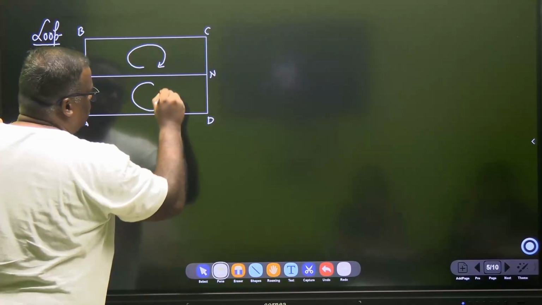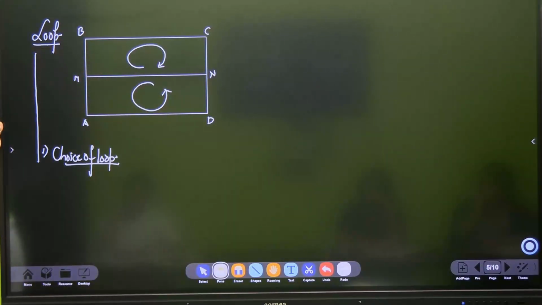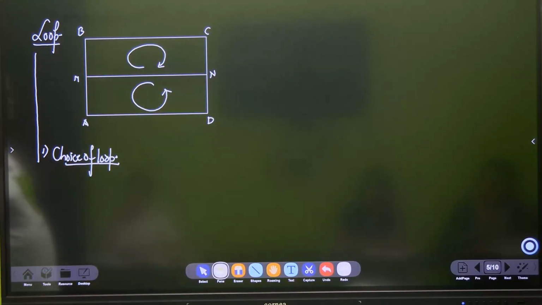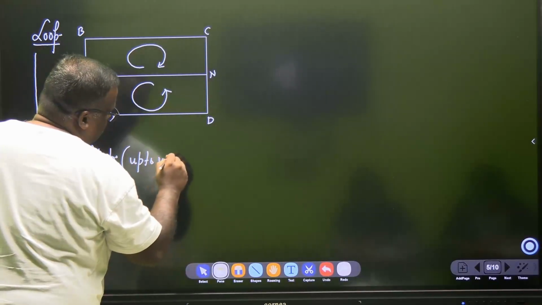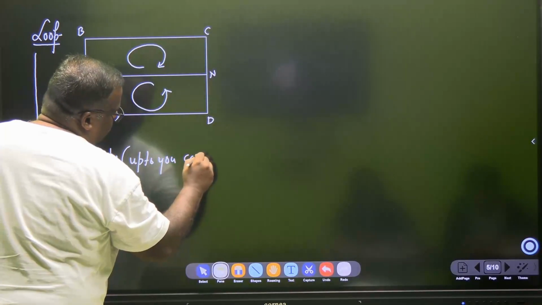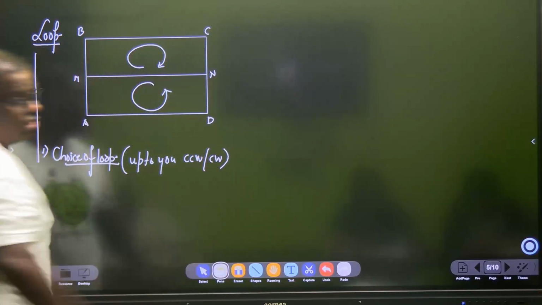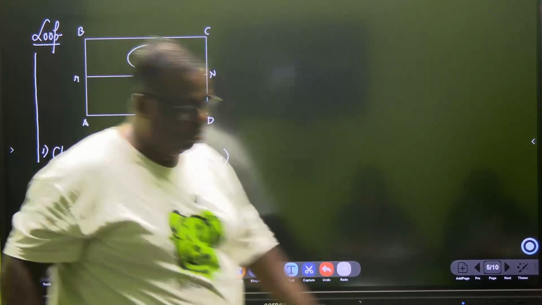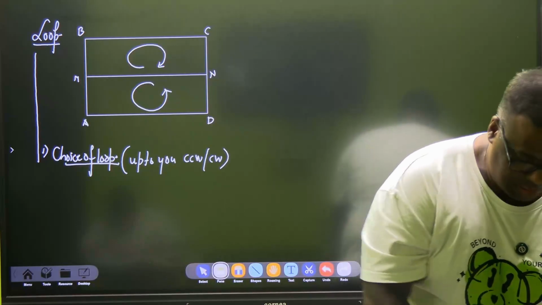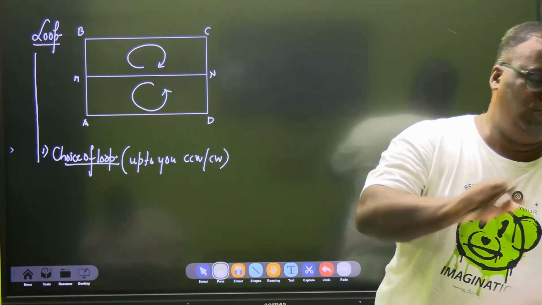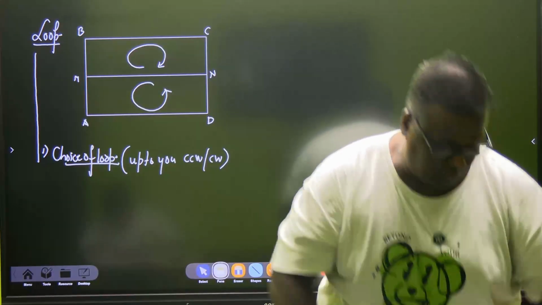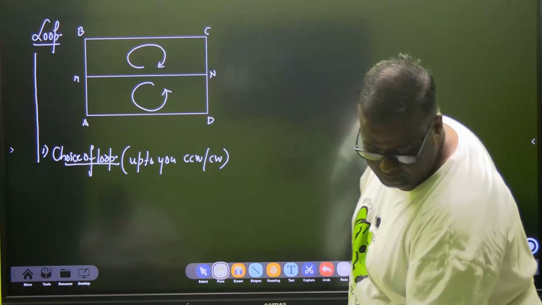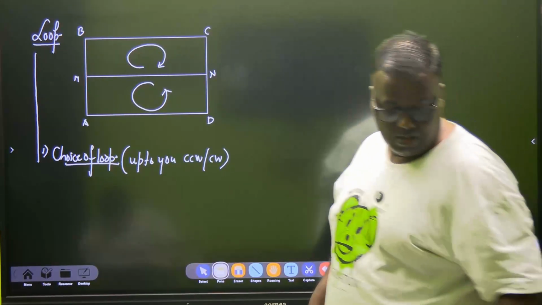A loop can be chosen in an anti-clockwise manner. You can write it. Choice of loop, up to you. CCW, CW, your wish. Your choice of loop can be clockwise or anti-clockwise.